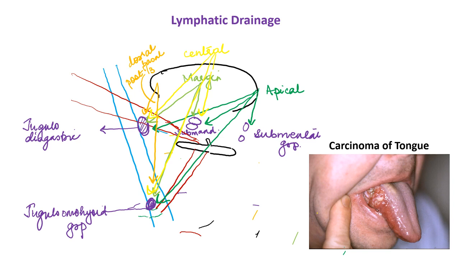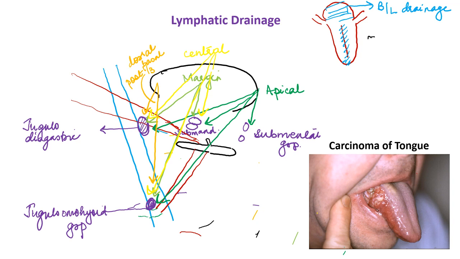So while we talk about the lymphatic drainage, the important thing to remember is that if we were to draw the tongue, there is supposed to be the medial septum. Now this part of the tongue, the central group, the tip, as well as this carcinoma here would have a bilateral drainage. So that means a carcinoma on one side may also metastasize to the opposite side.